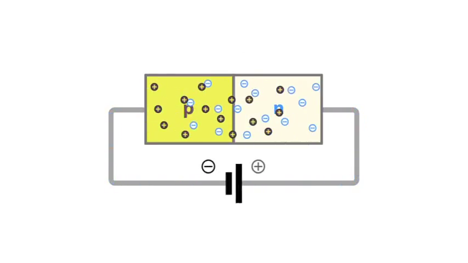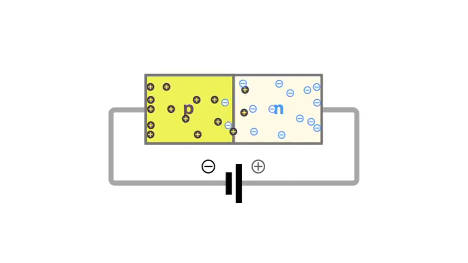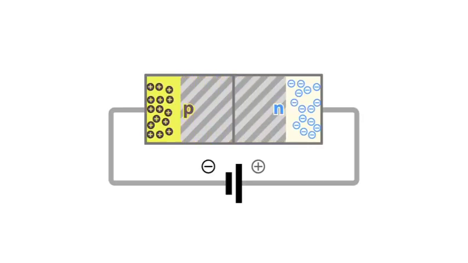When the battery terminals are reversed, with the negative terminal connected to the P side of the diode, and the positive terminal to the N side, almost no current flows. We say that the diode is reverse biased.